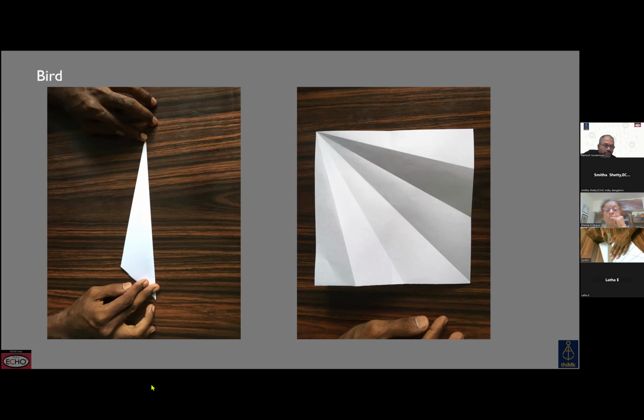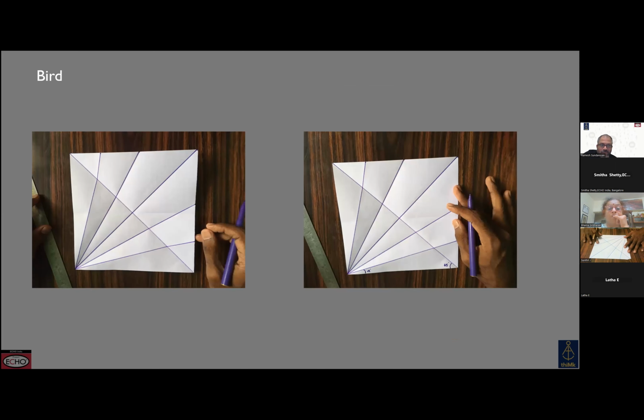I'm just darkening the crease itself. So once we do that, and the next line. So this is what you have. You have these 1, 2, 3, 4, 5 rays which are going from this corner or the left hand bottom corner, and there is one diagonal which we have drawn.